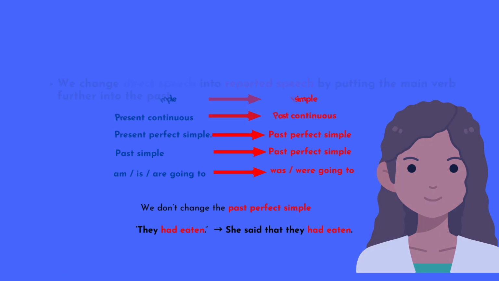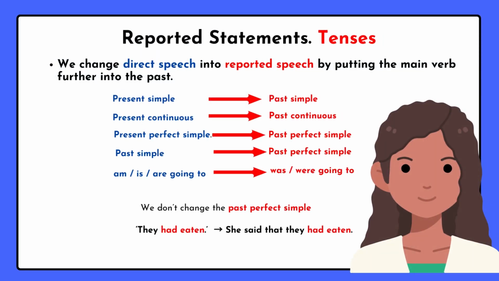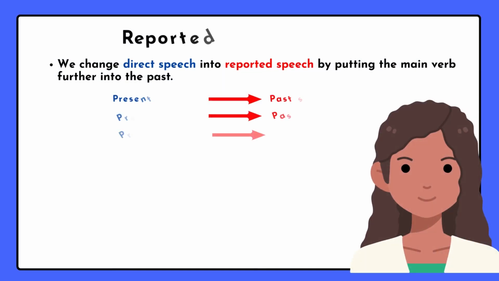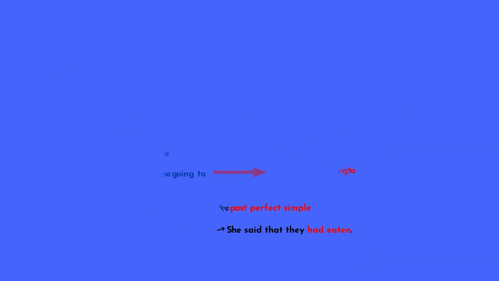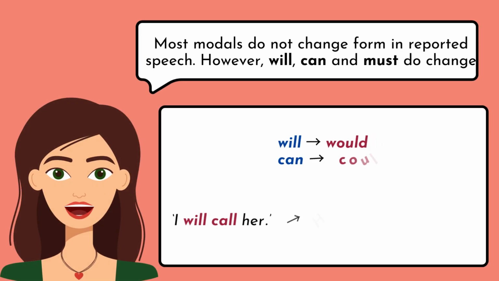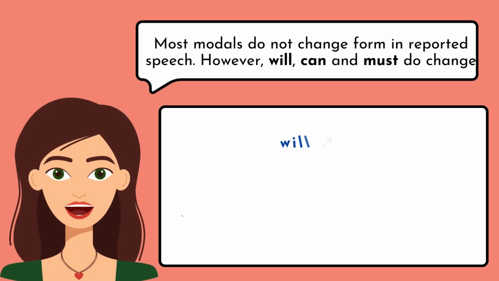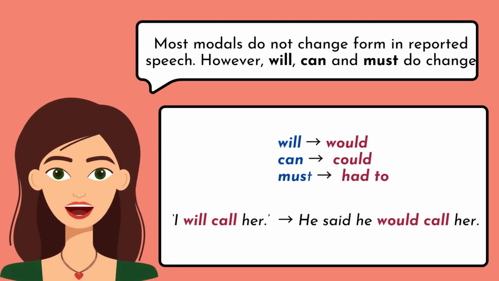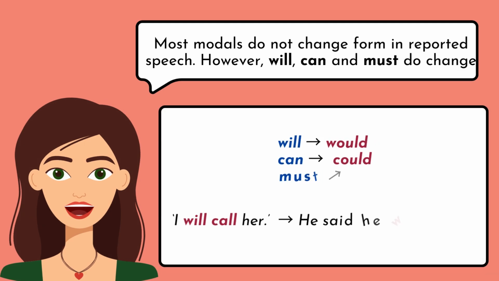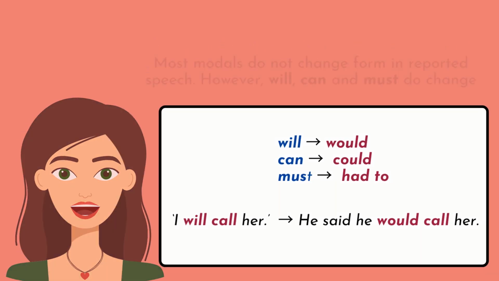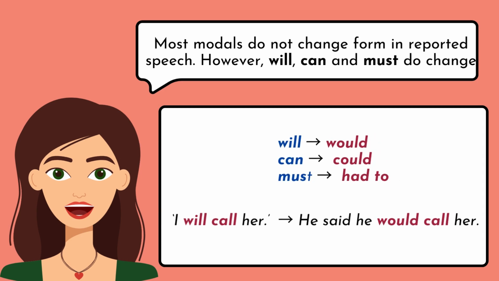We don't change the past perfect simple. They had eaten changes to she said that they had eaten. Most modals do not change form in reported speech. However, will, can and must do change. Will changes to would. Can changes to could. Must changes to had to. I will call her changes to he said he would call her.